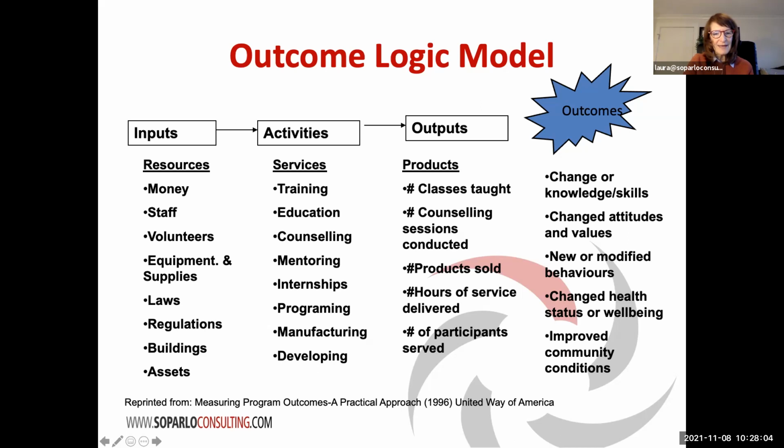When you're looking at the inputs, if I was to take your business and say, what are all the ingredients or inputs you need to run your business? Well, we need money, investment, we need staff, you might need volunteers, we need equipment and supplies, there will be regulations, there will be laws, we need buildings, we need assets. So I almost think of it like a stew pot. Dump all that stuff in and you build your business. They're inputs. That's the stuff we need to run a successful business.